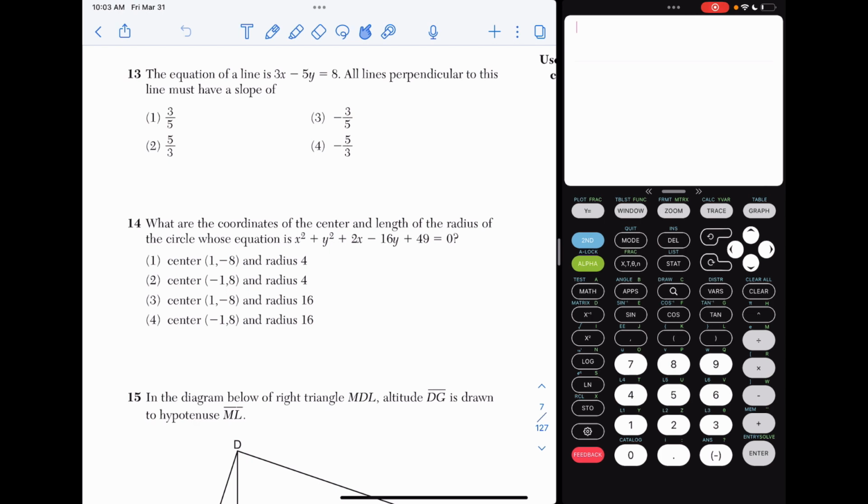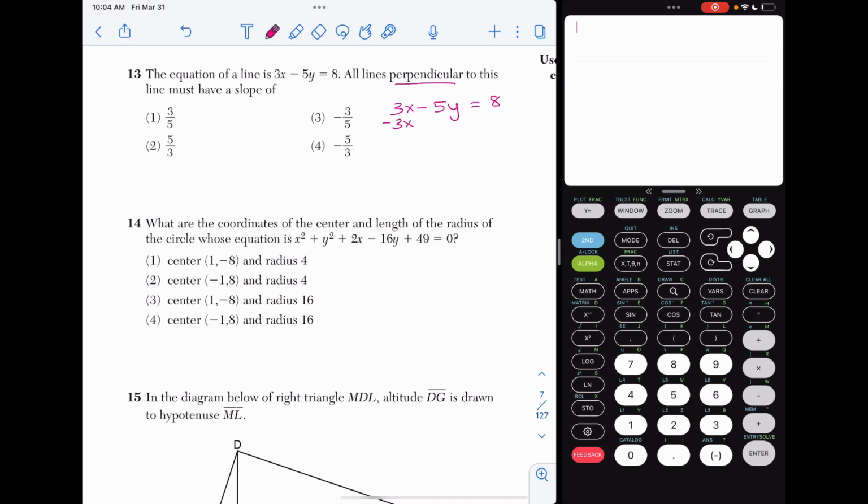All lines perpendicular to this line must have a slope of. So key word here is perpendicular. The slopes of perpendicular lines are negative reciprocals to one another. But I need to first figure out what the slope of this line is. So we need to get this in y equals format.